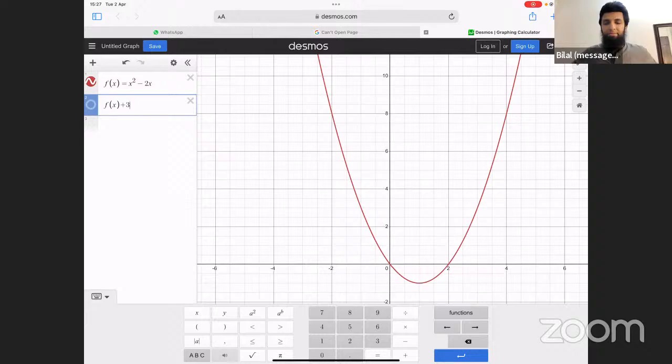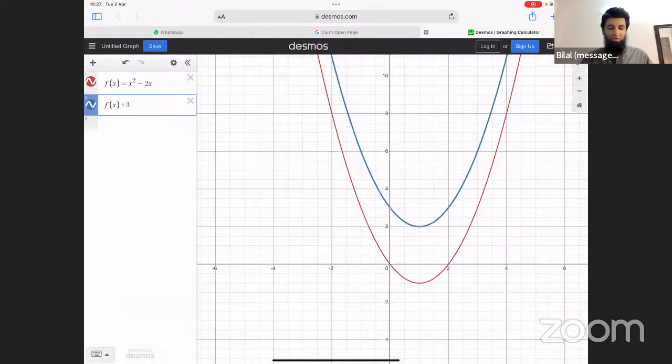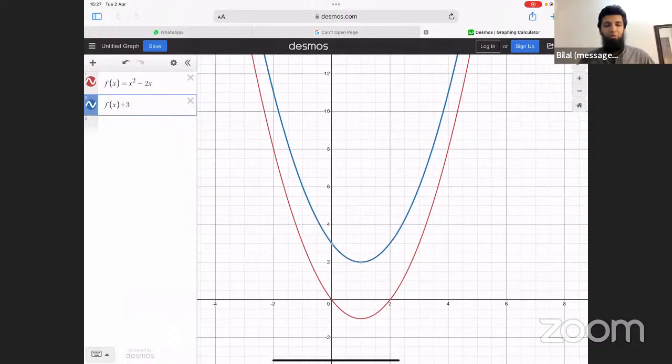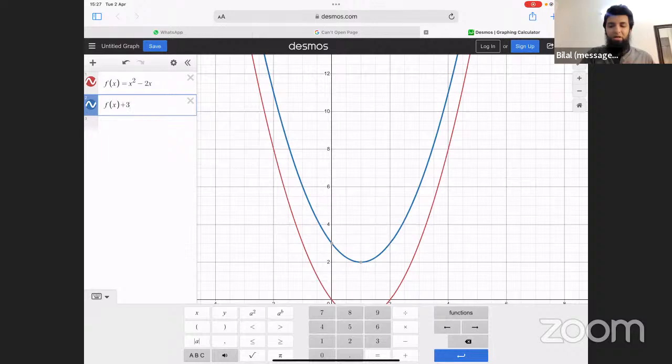F of x plus 3, f of x is y, right? So you're adding 3 units to the y coordinates. So every single point on the graph, the y coordinate of that changes by 3 units, it moves 3 units up. So the graph is going to look like this. You see this blue graph? This is the transformed graph. Every point on the graph has moved 3 units up. Okay? That's called vertical translation. The graph is moved 3 units up in this case. Make sense?